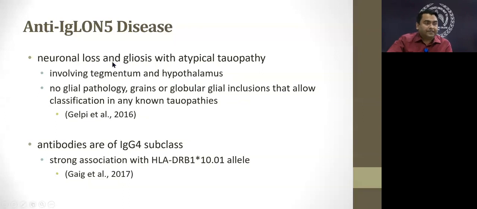The pathological findings show neuronal loss and gliosis with an atypical tauopathy primarily involving the tegmentum of the brainstem and the hypothalamus. But there is no glial pathology, no grains, no global glial inclusions, which would allow classification within any currently known tauopathies. The antibodies here are again of IgG4 subclass, and there is also a strong association with HLA-DRB and some with DQB as well.